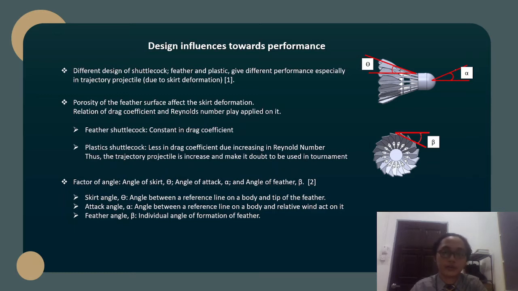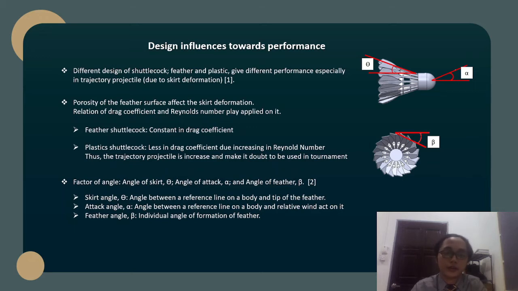In trajectory factor, the plastic shuttlecock moves faster and longer in range than the feather shuttlecock. The factor could be explained by the porosity of the feather and the angle factor in the design. Based on the relation between drag coefficient and Reynolds number, there is a difference in drag coefficient between feather shuttlecock and plastic shuttlecock. In the feather shuttlecock, the drag coefficient is constant due to the constant Reynolds number. However, in the plastic shuttlecock, the drag coefficient decreases with increasing Reynolds number. Thus, a low drag coefficient increases the trajectory range of the shuttlecock.